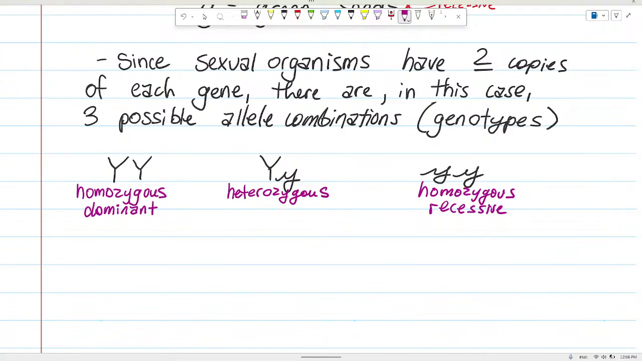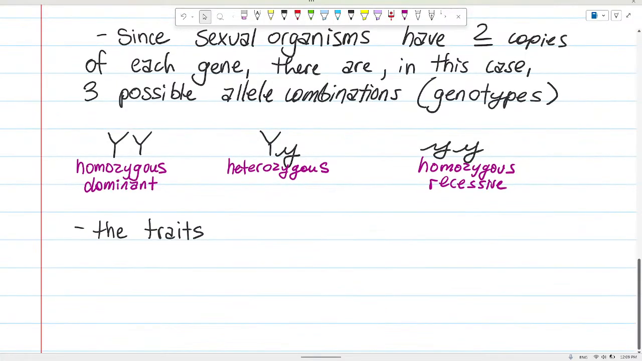And obviously you don't say heterozygous dominant or recessive because you're both, right? Now keep in mind that if those are what we call the genotypes, the traits associated with each are called, did we use the other word? The traits associated with each genotype is referred to as its phenotype.